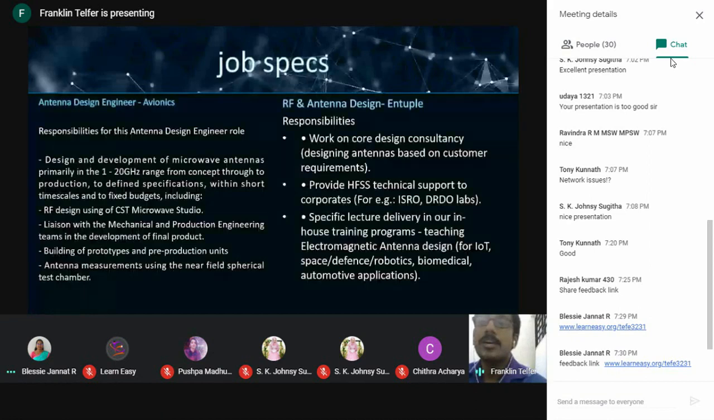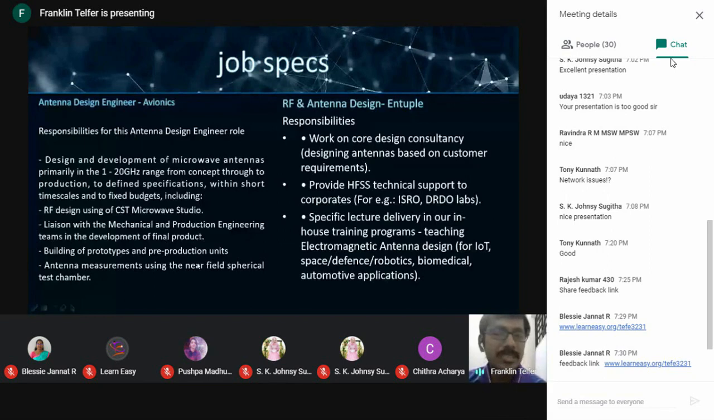Let us continue with antenna design engineer, avionics. You can see the job specification there. From this webinar, I have taught you about what the software names are, like CST Microwave. You can see the types of antennas on the slide. You must know at least how to design some antennas based on what I have listed, and you should know how to test and measure an antenna.